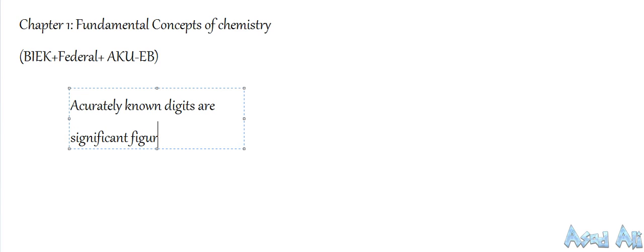Now suppose I am doing a calculation on a scale of 6 inches that we usually use. If you can see the markings on it, the markings have inches defined, and then there are 10 markings in between. So the accurately known digit is just a marking, that is 0.1 inch. So that 0.1 is the accurately known digit, and that is a significant figure. 0.1 is the significant figure.